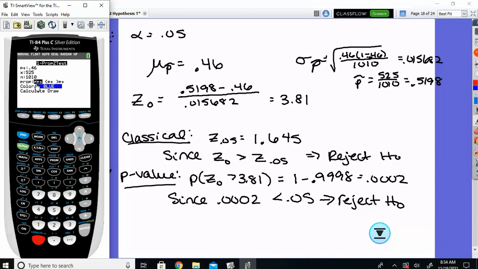Okay, then you have to pick what you are testing. Are you doing not equal, less than, or greater than? This one, our alternative hypothesis was greater than. We're going to go to calculate. Draw shows you a picture of the normal curve and what you would expect. We just want the actual numbers associated with it, so we'll go to calculate.